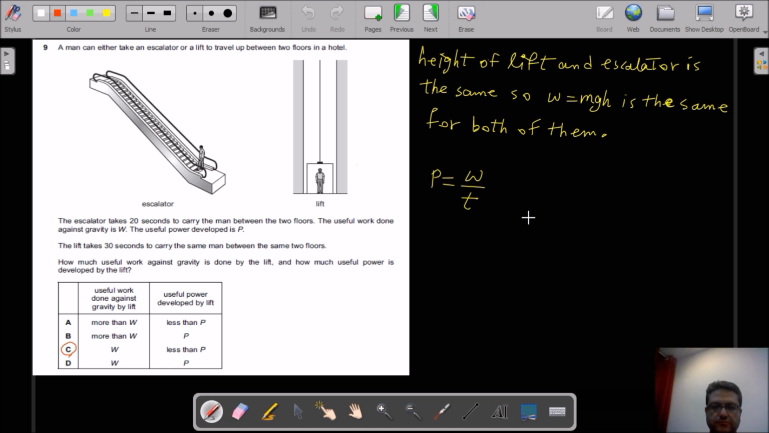First of all, the height of the lift and escalator is the same, so W equals mgh is the same for both of them. So C or D will be right. Now for power, power is W over t. We know that more time, less P, less power. That's why the useful power developed by the lift will be less than P. So C will be right.